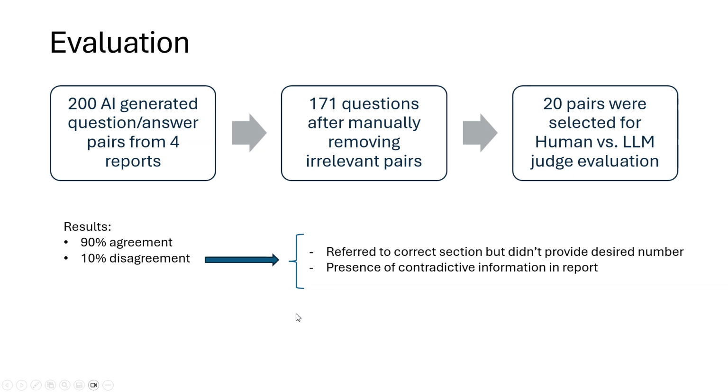In one case, the generated answer referred to a correct section in the report, but it didn't provide the numbers that we were looking for. In the second case, the presence of contradictory information in the report caused a wrong answer. Basically, in two sections of one report, there was contradictory information related to one event. These edge cases highlight a key challenge in this application, which is ensuring the system provides a complete answer based on the user's question.